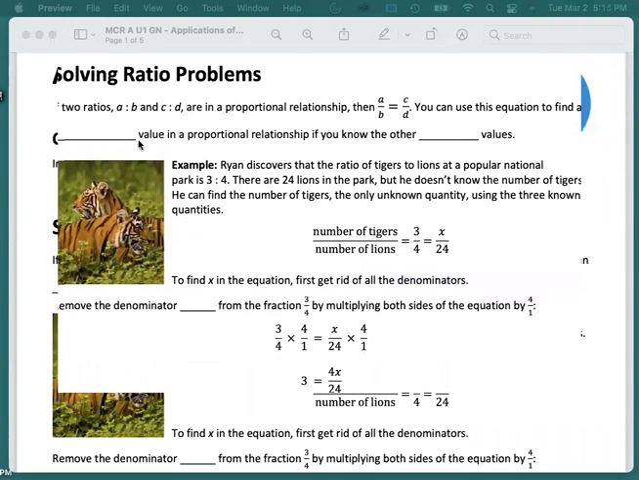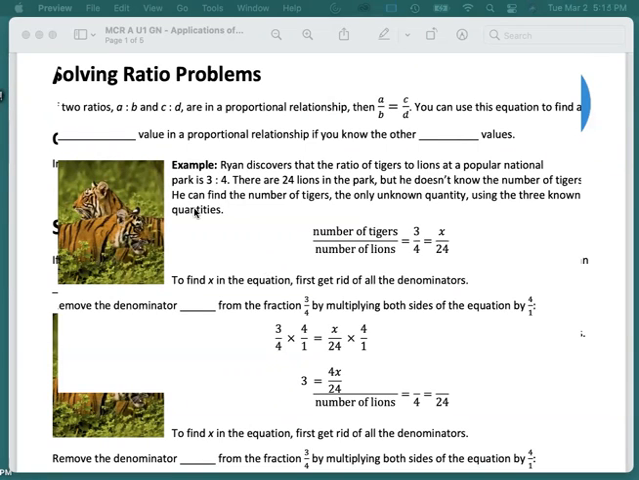So a ratio can be written with a colon, like A to B and C to D. They can be written like fractions. So they're proportionate, okay? Here is an example problem. Ryan discovers the ratio of tigers to lions at a popular national park is 3 to 4. There are 24 lions at the park, but he doesn't know the number of tigers.